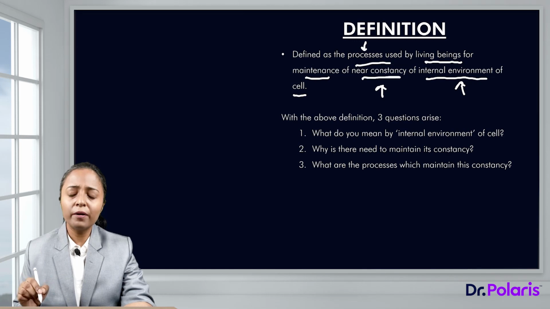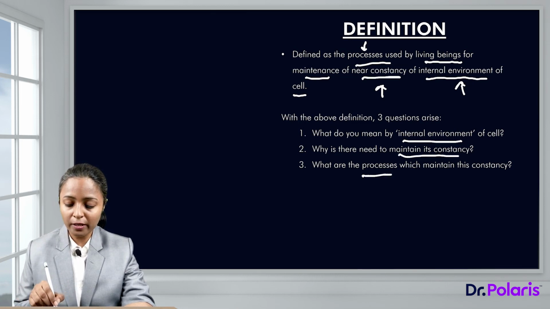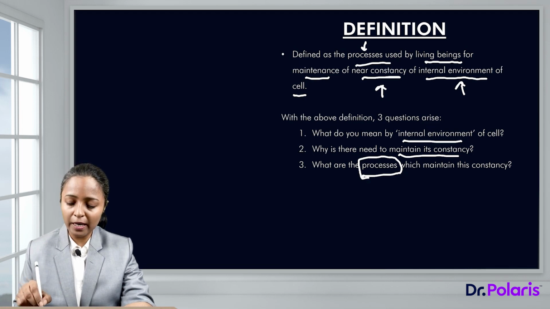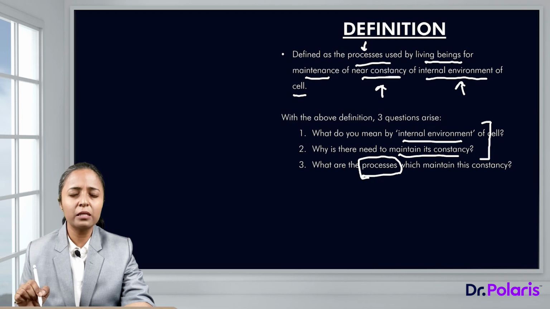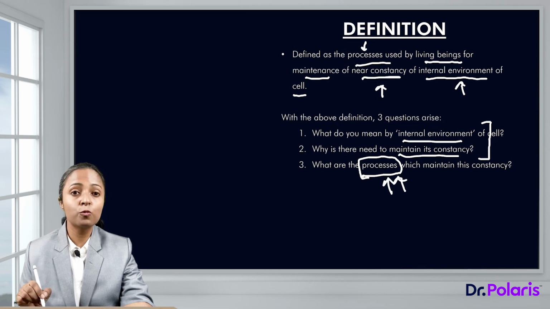So if you see the above definition, very logically you will get to some questions: what is this internal environment we are talking about, right? Why is there a need to maintain its constancy? And what are the processes which maintain this constancy? In brief, we have dealt with these two questions, but we'll clarify a little bit more. But here we will focus more on the processes which are important to maintain the constancy of the internal environment of the cell.